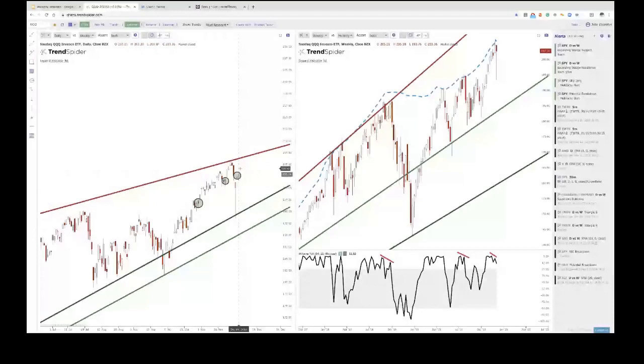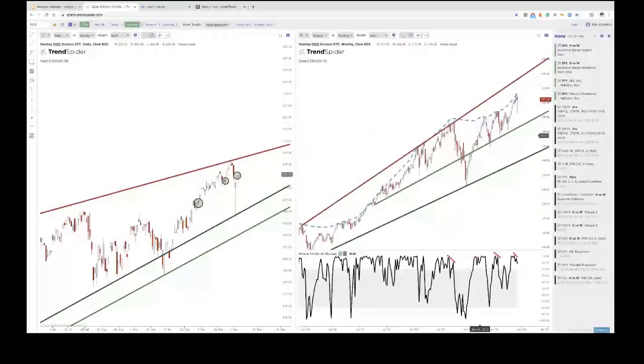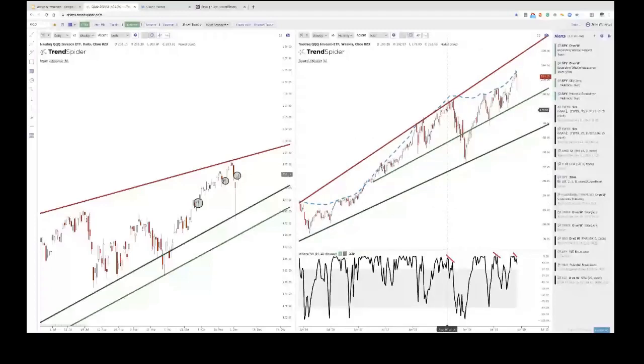I do want to go to the weekly real quick as well. You can see here on the weekly with the percent range, the same exact setup. You've got price action hitting new highs, and then you've got lower highs here on the percent range. Quite the move down. Once again, right at this upper band from the monthly chart, and this is the weekly candle, a nice move down, and we're right back at that same spot.